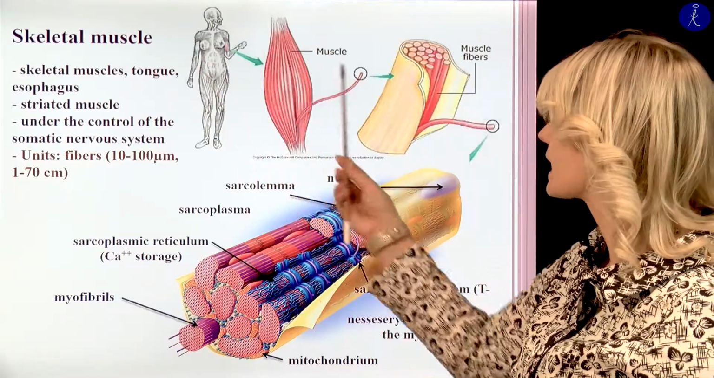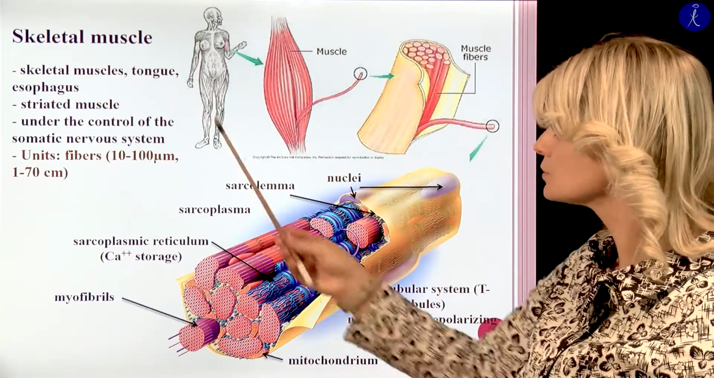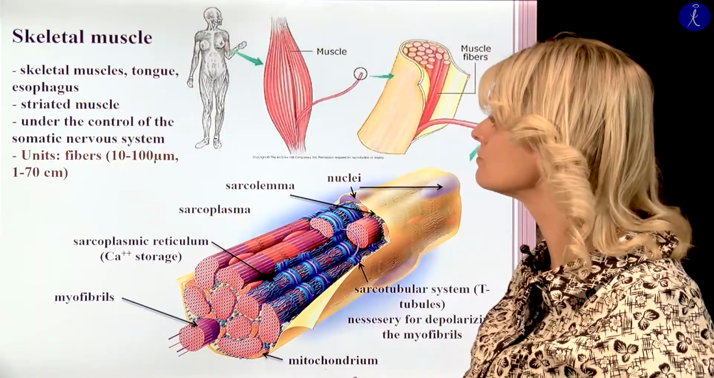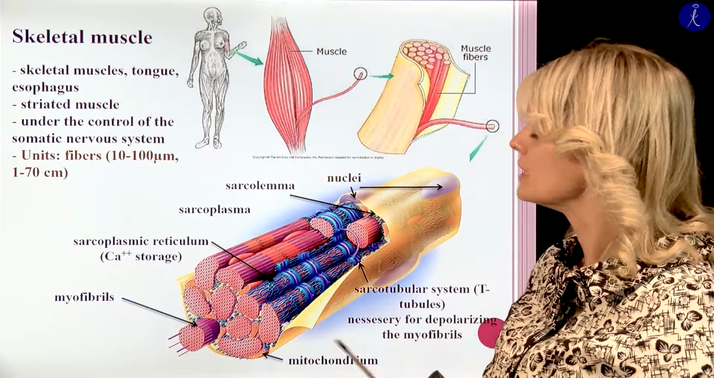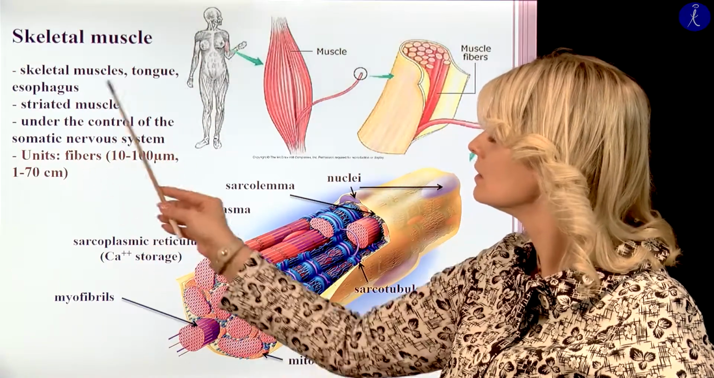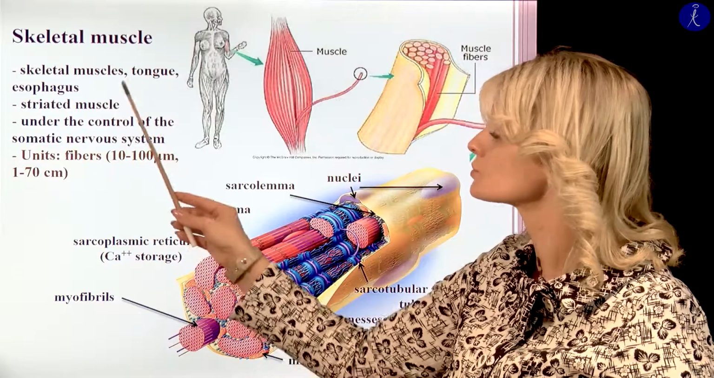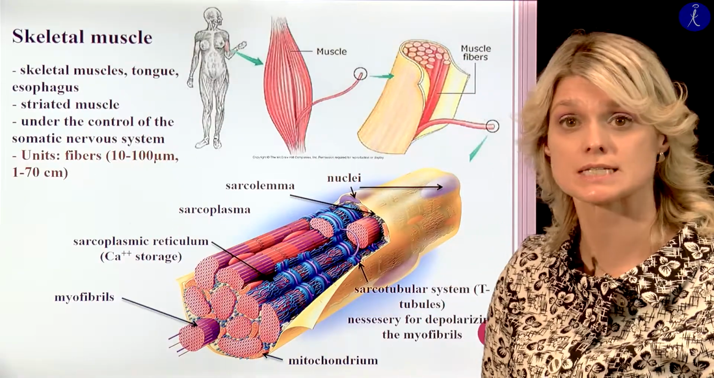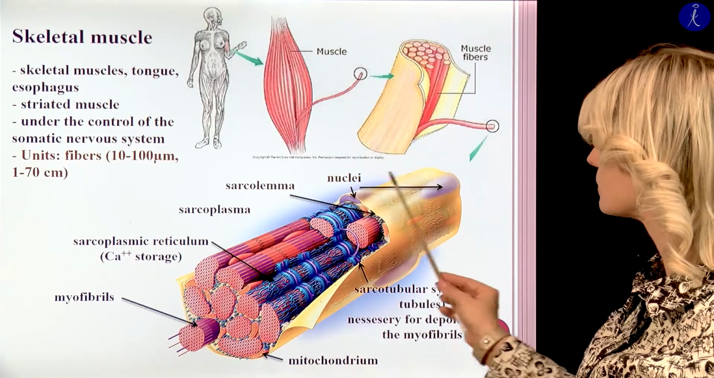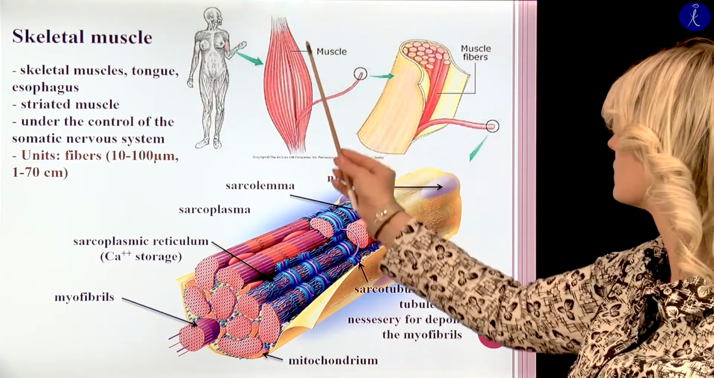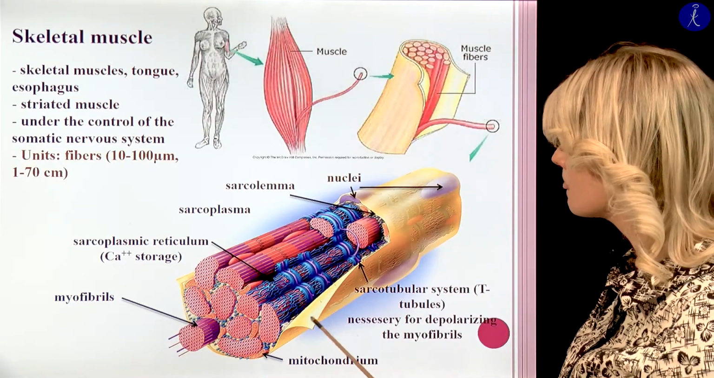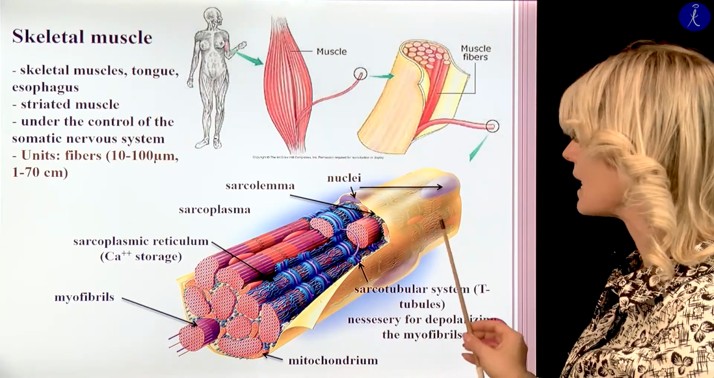If we see the skeletal muscle, I told you that these are the skeletal muscles. We can find them in the tongue, in the esophagus. They show striation, and they are under the control of the somatic nervous system. And I told you that the unit is the skeletal muscle fiber. Here you can see a muscle, and within it the unit is a muscle fiber. The membrane is called the sarcolemma.